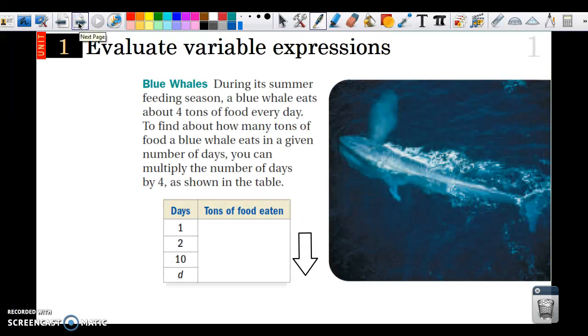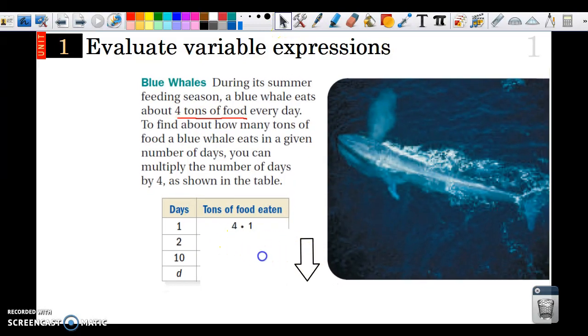For example, blue whales get about 4 tons of food per day, so that's quite a bit of food. It's almost as much as I eat, but not quite. To find out how many tons of food a blue whale eats in a given number of days, you could just multiply by 4 for the day. So in day 1, 4 times 1 is 4 tons of food. If it's been 2 days, you multiply 4 times 2, and in the 2 days, they've eaten 8 tons.